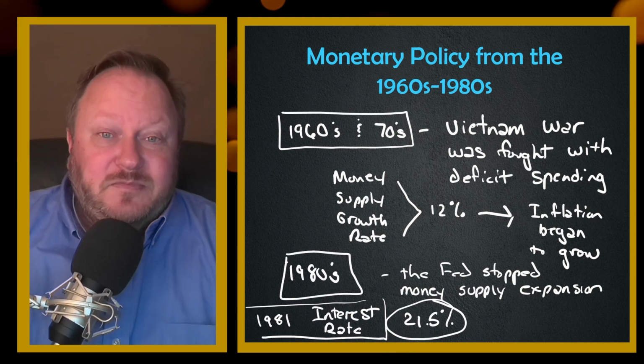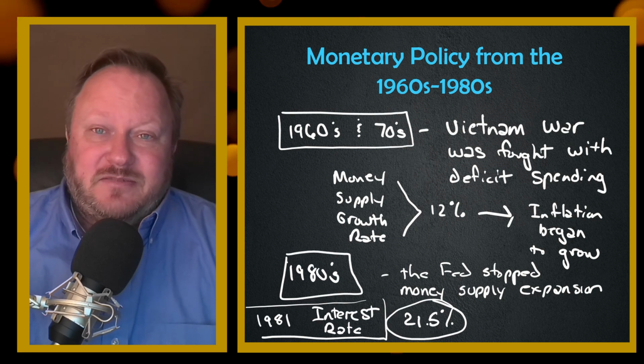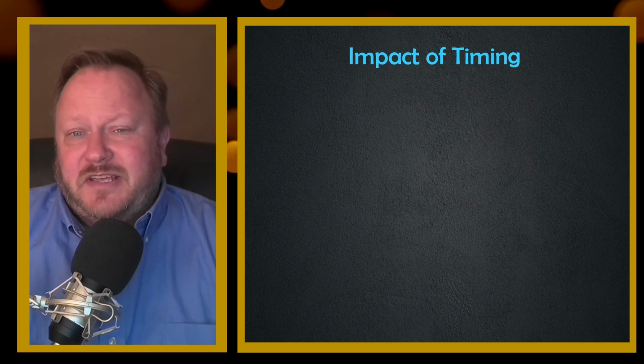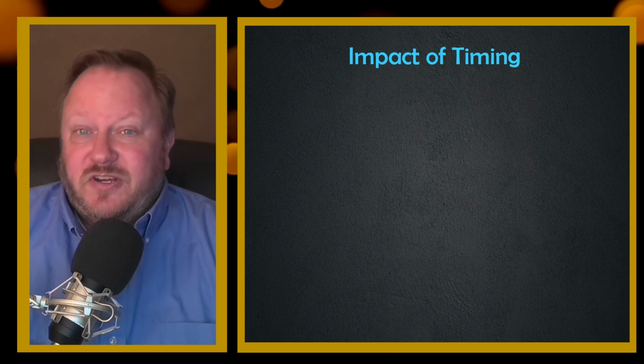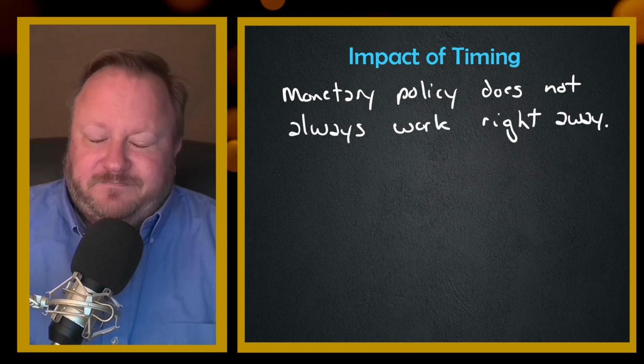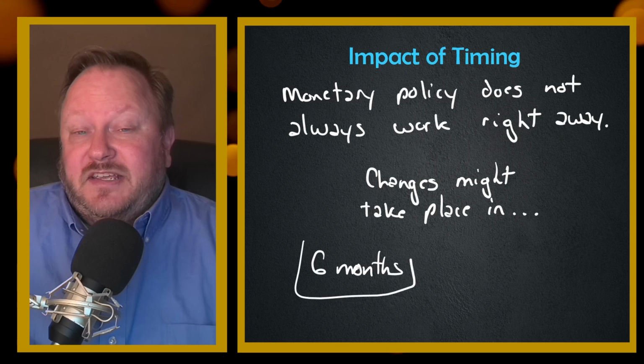Now, when it comes to monetary policy, it isn't a surefire system to happen right away. It doesn't always work right away. Sometimes it might take 6 months before you see changes begin to take effect, but it could also take a couple of years before you actually start to see the changes take effect.